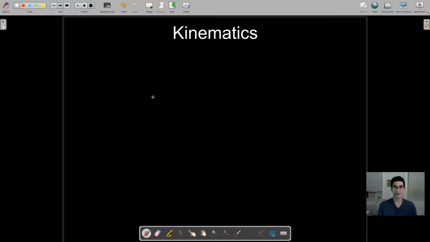Today we're going to be talking about a new branch of physics called kinematics. And when I say new, I mean new for us. It's actually a very old branch of physics and it dates back way before our time. So today we're going to be talking about kinematics, which is a study of physics that doesn't involve forces. We're going to be describing the motion of objects without forces.